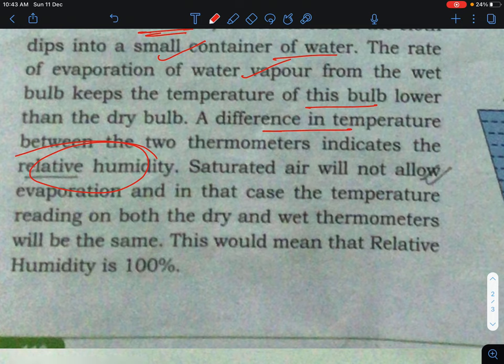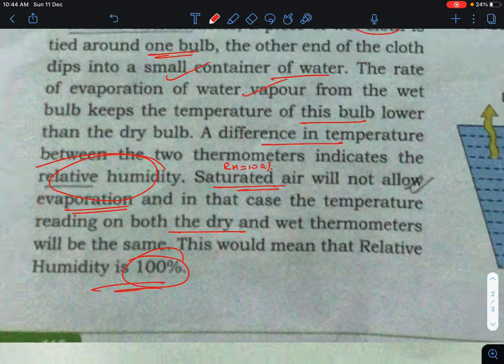Now it is very important that saturated air will not allow evaporation. Why? Since the air is saturated, meaning the relative humidity is 100%, its water holding capacity is no more; it has already attained the maximum amount of water vapor. In such a case, the temperature readings on both the dry and wet thermometers will be the same, and it means that the relative humidity is 100%.